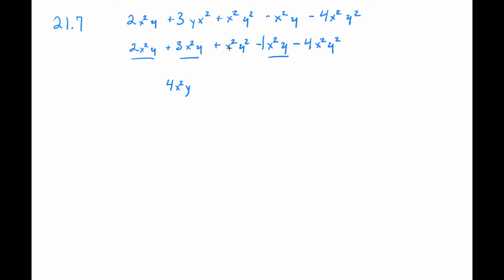Okay, now I have x squared, y squared, x squared, y squared. And again, we put in our imaginary invisible 1 to help us do the math. So we have a positive 1 and a negative 4. So that's going to be a negative 3 x squared, y squared. Pretty easy peasy.